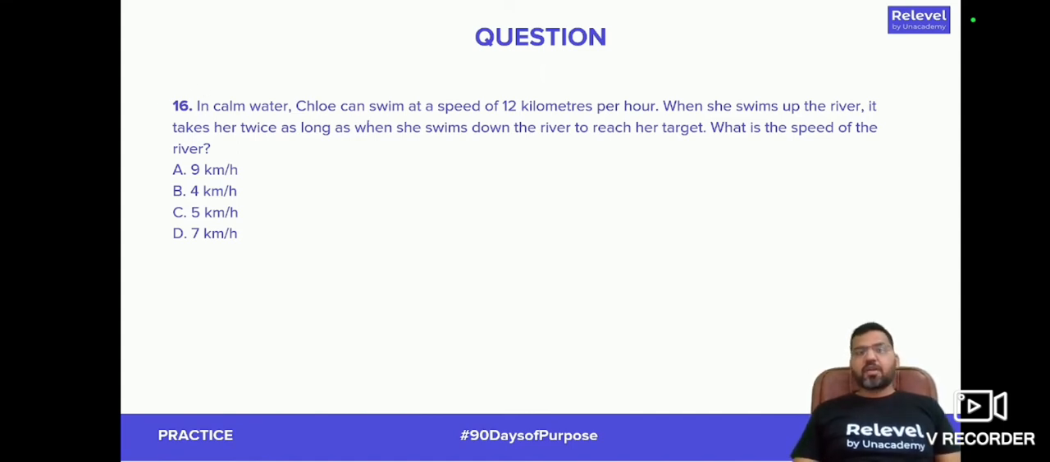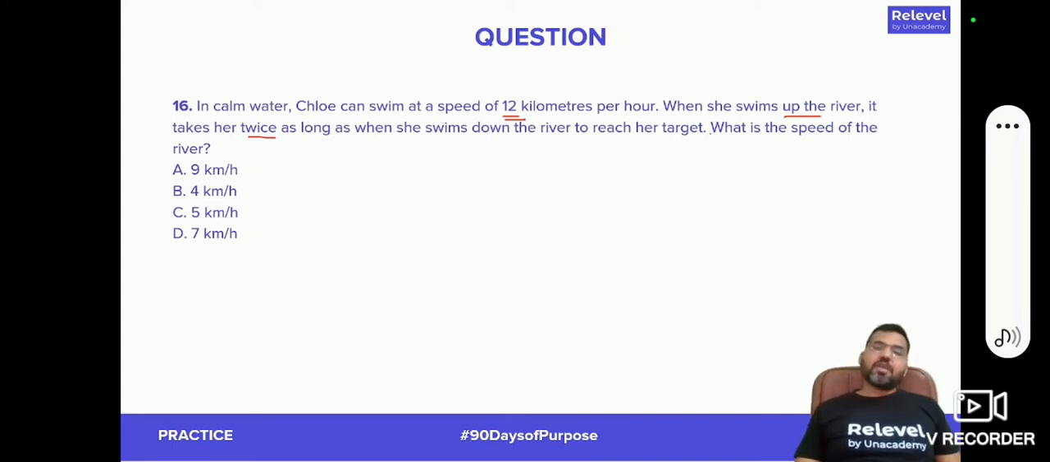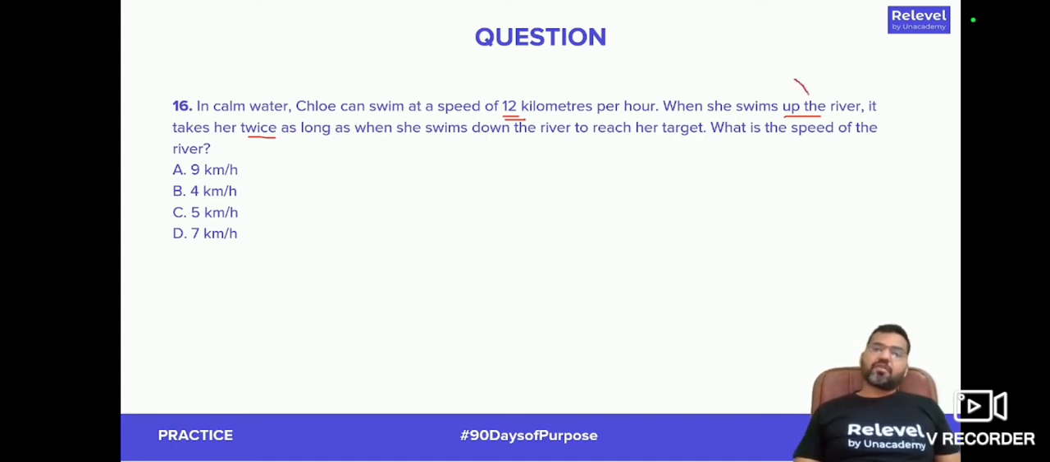In calm water, Chloe can swim at a speed of 12 km per hour. When she swims up the river, it takes her twice as long as when she swims down the river to reach her target. This is a question based on the concept of upstream and downstream. You need to understand the meaning of swimming up the river and swimming down the river. Let's say that water is running in this direction at a speed of u kilometers per hour.